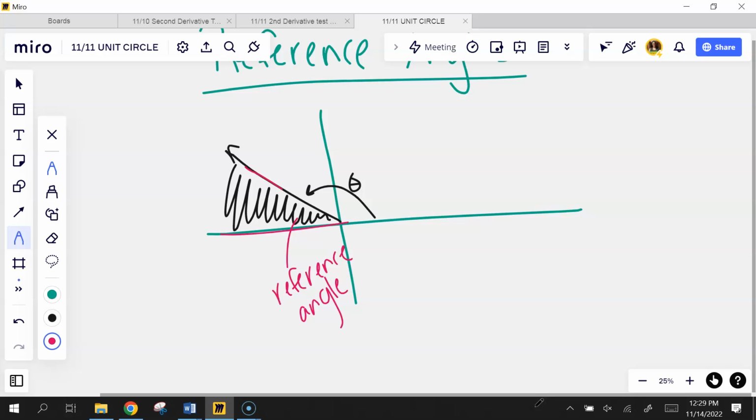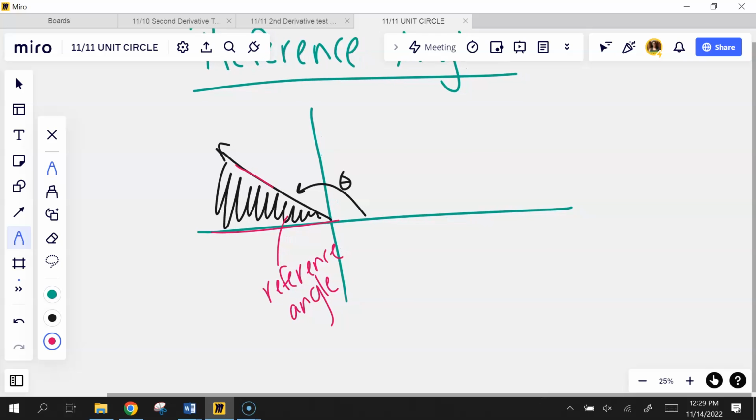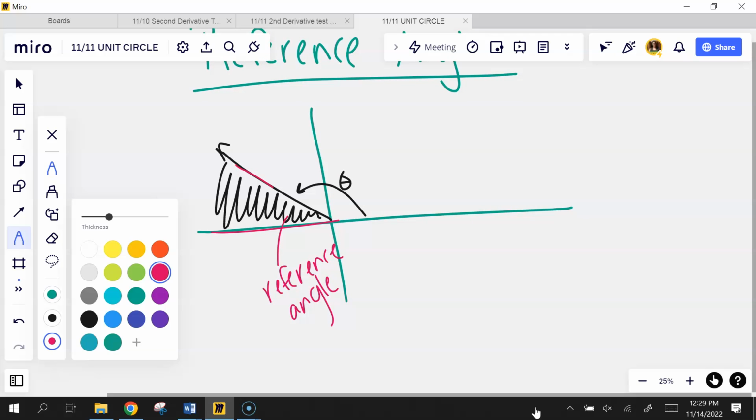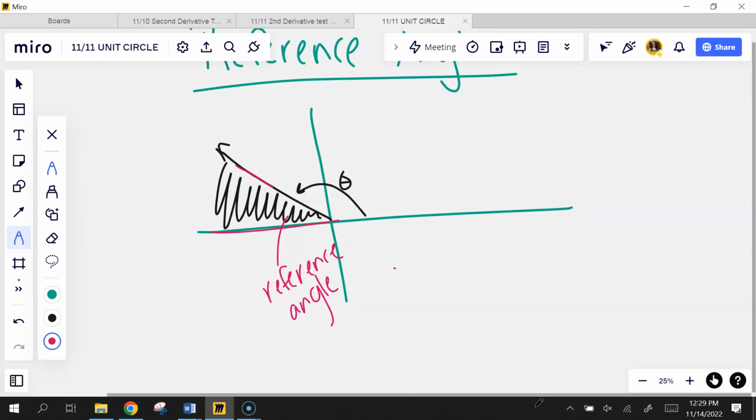Carter, I swear. First quadrant. Is he making fun? Are you making fun of me?